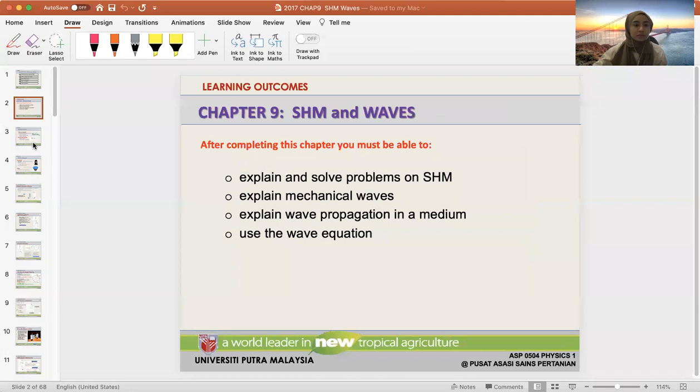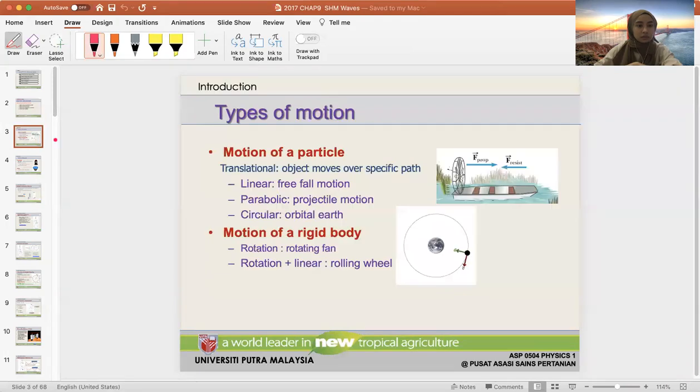And graphs. Okay, so the learning outcome for this chapter is to explain and solve problems on simple harmonic motion, explain mechanical waves, explain wave propagation in the medium, and use the wave equation.